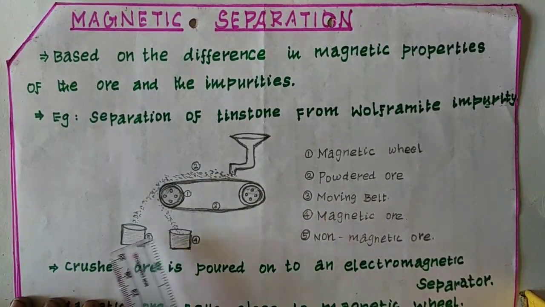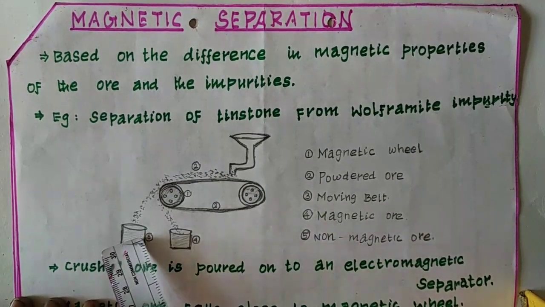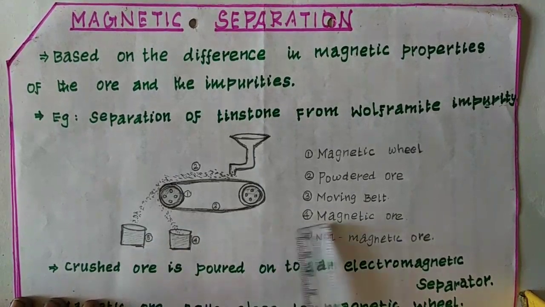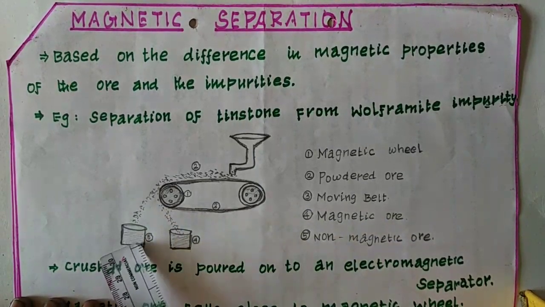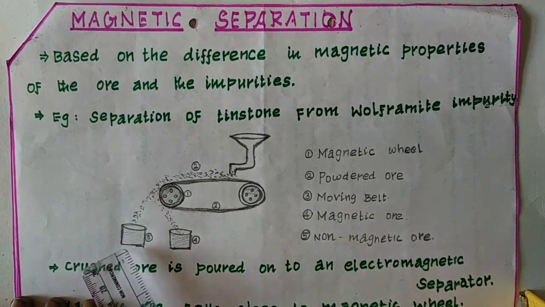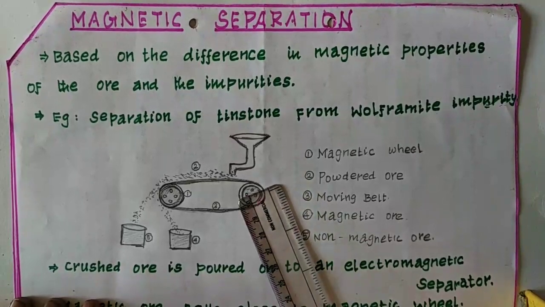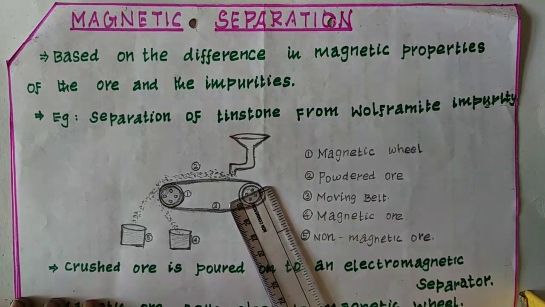Here we have two containers. One is for collecting the magnetic component and the other is for collecting the non-magnetic component. So the magnetic ore is collected in this container and the non-magnetic part of the ore is collected here. This picture clearly indicates the process of magnetic separation. Is there any doubt? I think there will be no doubt.